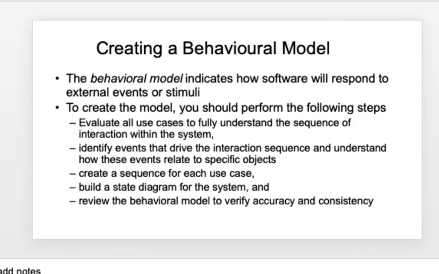Creating a behavioral model could be done whenever there is an external event or stimulus, and you want to model how your software will respond to this external stimulus. In order to create a behavioral model, you need to follow these steps: evaluating the use cases to understand the sequence of interaction, then identify the events, create a sequence, build a state diagram, and then review the model. Review is important to ensure accuracy and consistency.